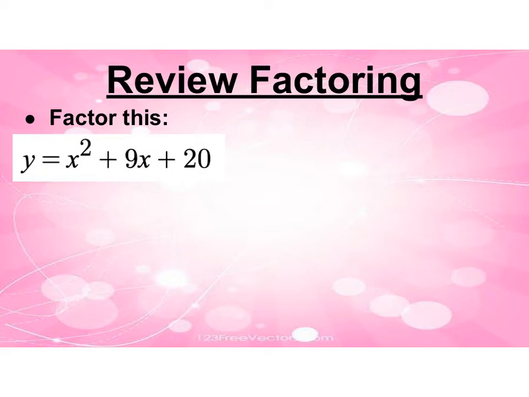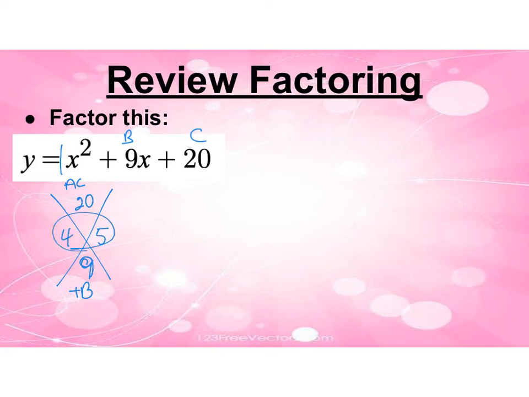So this original problem is in standard form. A is 1, B is 9, and C is 20. So remember, when we factor, we can make our X puzzle. And my top is what multiplies to A times C, so in this case 20, and what adds to B, 9. So what two numbers multiply to 20 and add to 9? That's a 4 and a 5.